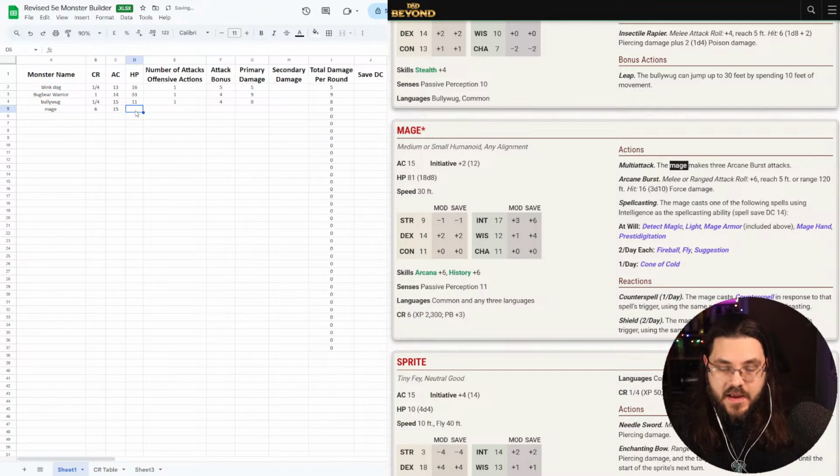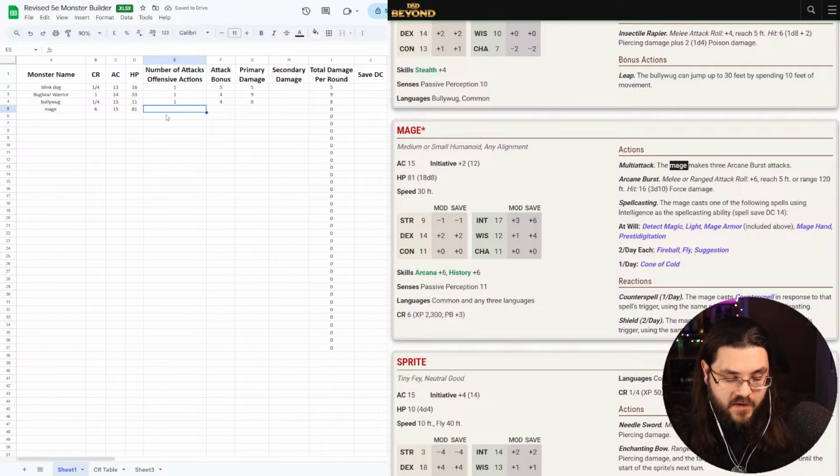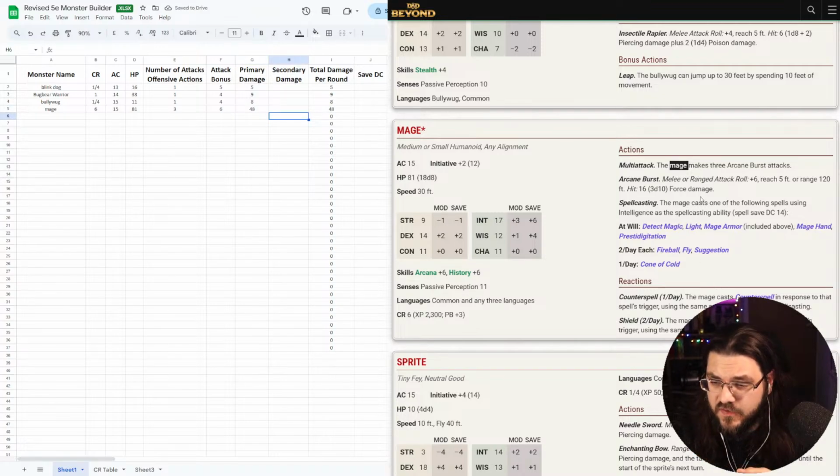Again, 15 AC, 81 hit points, and what's it doing? Attacks. It's 3 attacks per round. It's +6 to hit. Its primary damage is going to be Arcane Burst, which is 16. Damn. So 16 times 3 is 48. So it's going to be doing 48 primary damage in its turn, and then it can replace one of those with spellcasting.